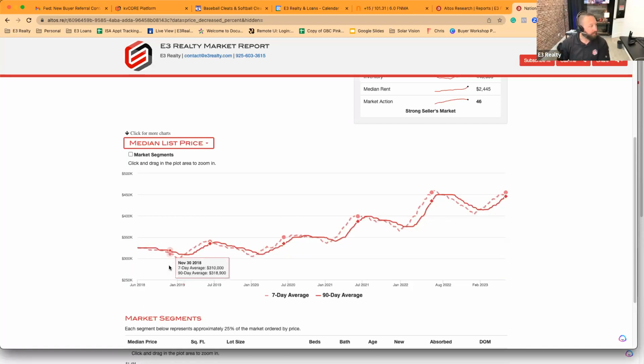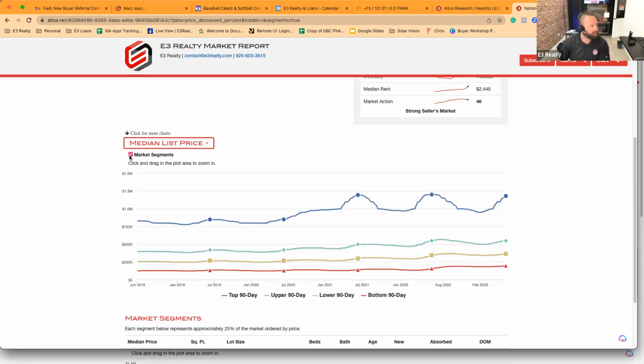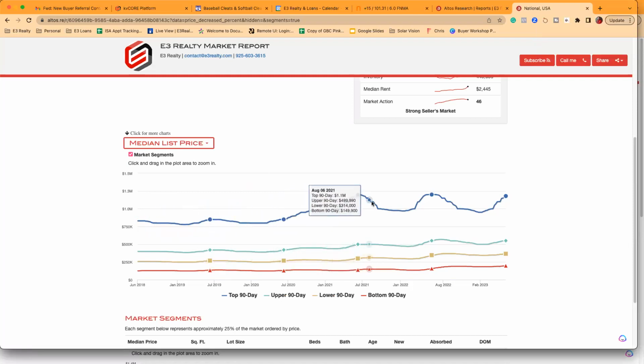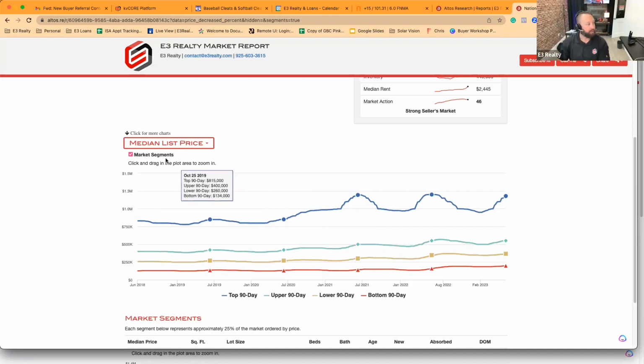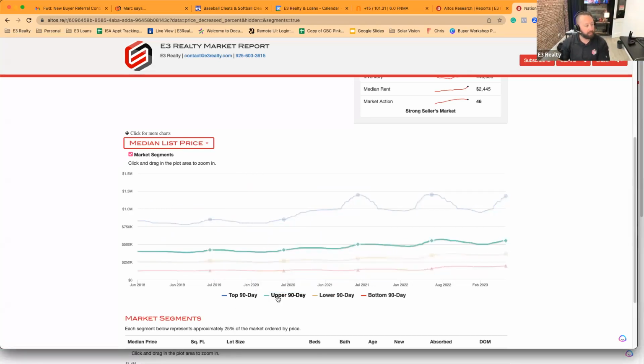Now, market segments, right? This is basically where it breaks down the segments of the market based off of price point. So up here, you're 25%. This is your highest 25% throughout the nation of homes priced. Your second highest, your third, and then your lowest. So this gives you a ballpark over that. And this is your top 90, your upper 90, your lower 90, and then your bottom. Okay.